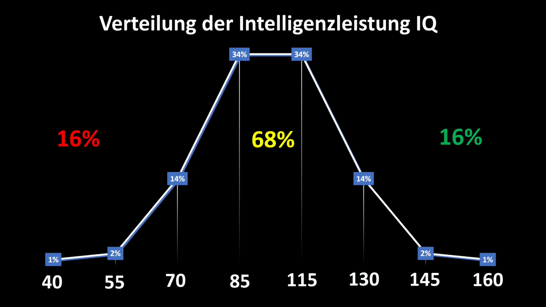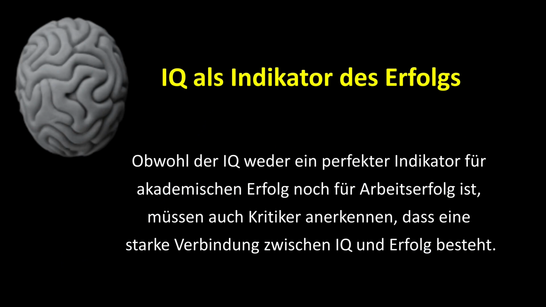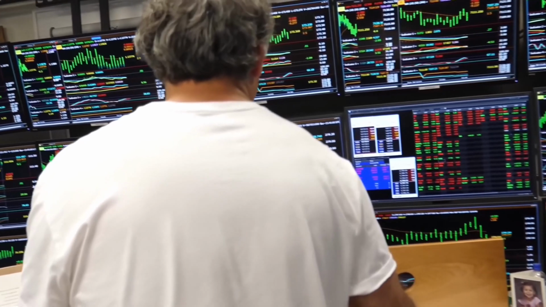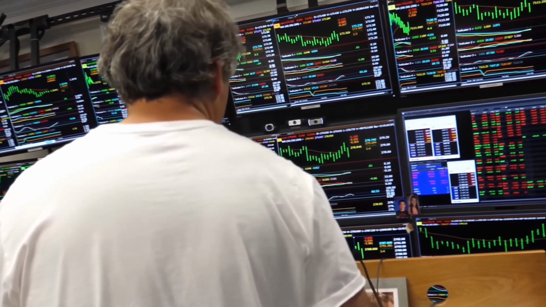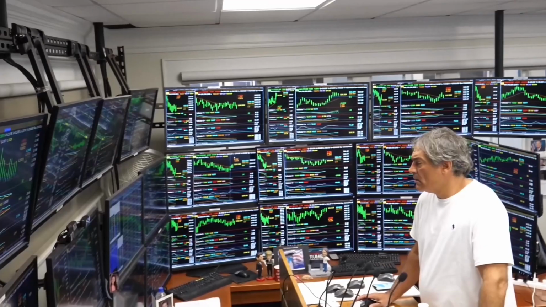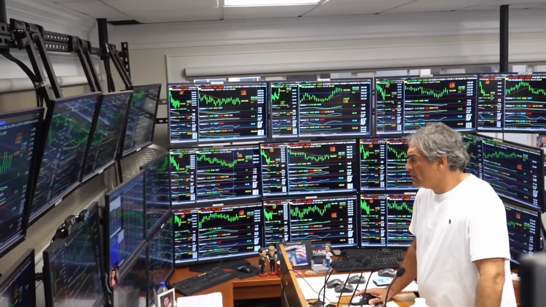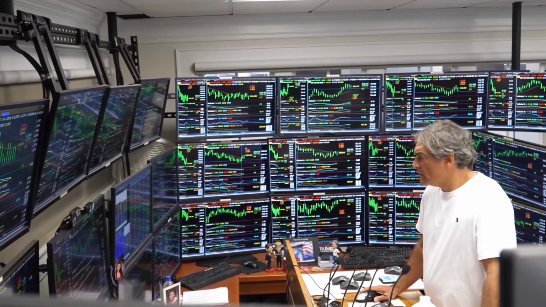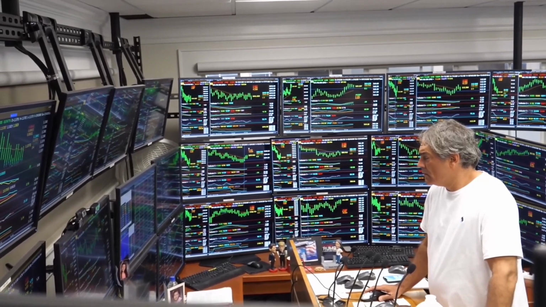The average intelligent person has an IQ between 85 and 115. Although IQ is neither a perfect indicator of academic success nor of work success, even critics must recognize that there is a strong connection between IQ and success. This means that there is no harm in having a perhaps slightly higher IQ, being able to think abstractly, taking new creative paths, understanding complex ideas, and learning from mistakes in order to generate success. This requires the appropriate time and perseverance.